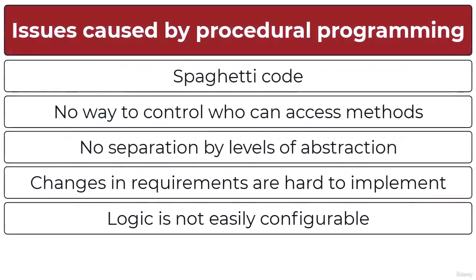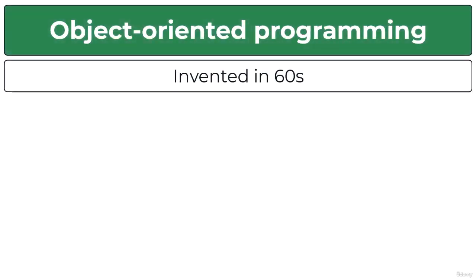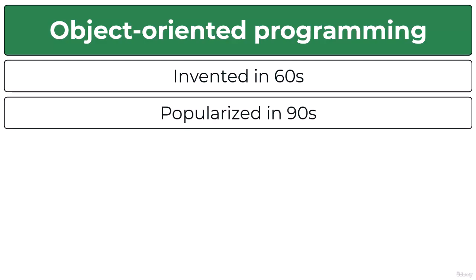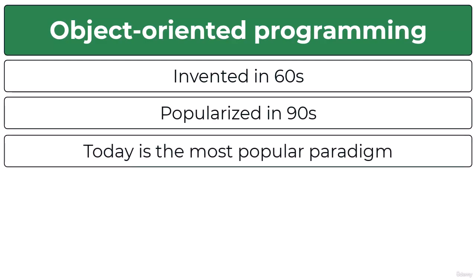We mentioned some of the issues caused by procedural programming. They have been the pain in developers' necks for a long time. As a solution, a new paradigm called object-oriented programming was invented in the 60s and became popular in the 90s. Today, it is the most followed paradigm, and most mainstream programming languages support it.